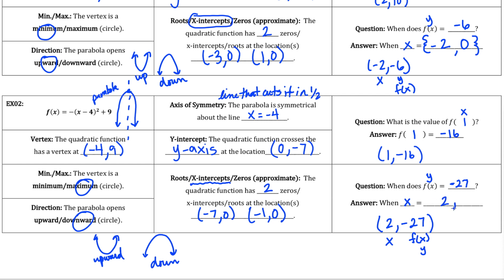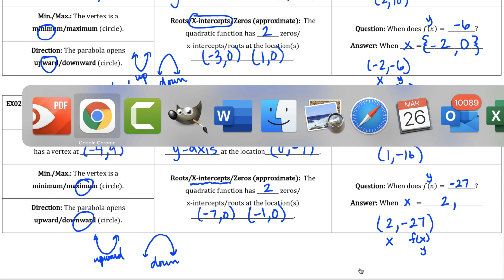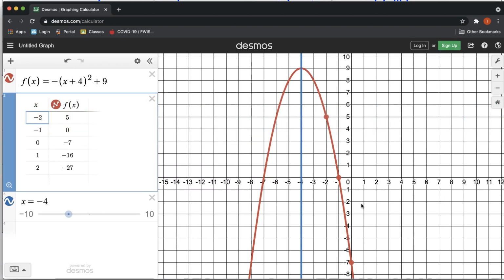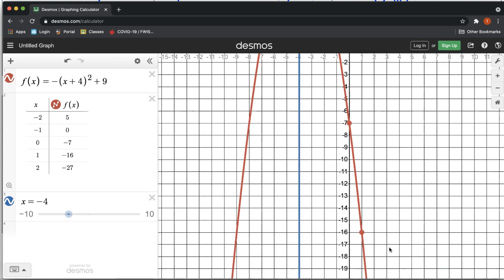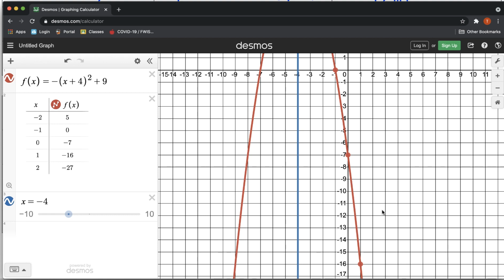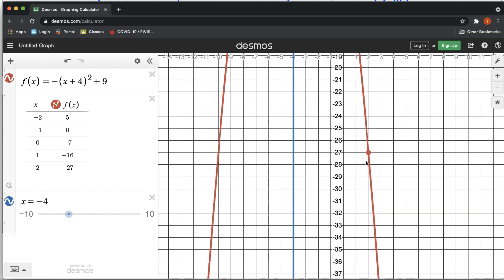But remember, there's usually another one. So this is 2, negative 27. That's that one. Wait, no. That's 2 right here, right? So we got to keep going down. 2, negative 27. But there's also one symmetrically across the vertex, right? So there's one right here. Can we get to it? Oh, there it is.